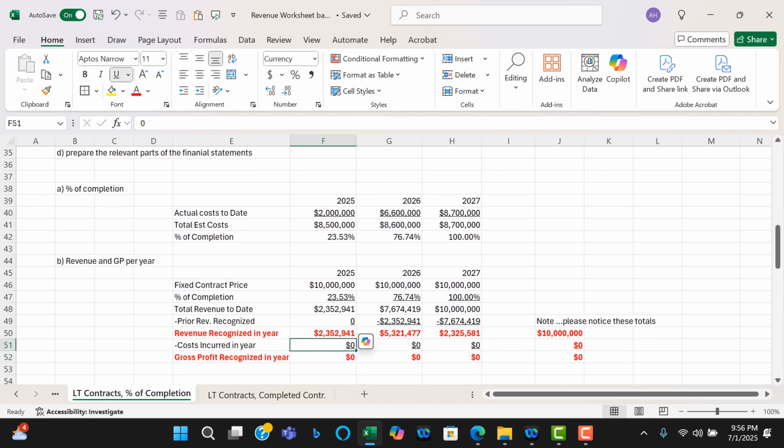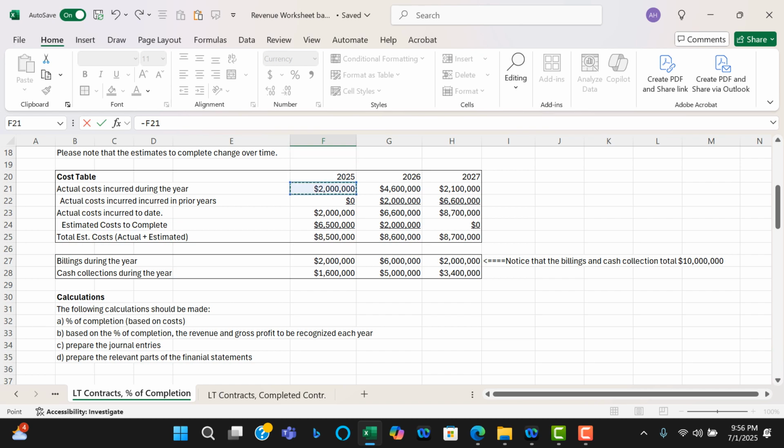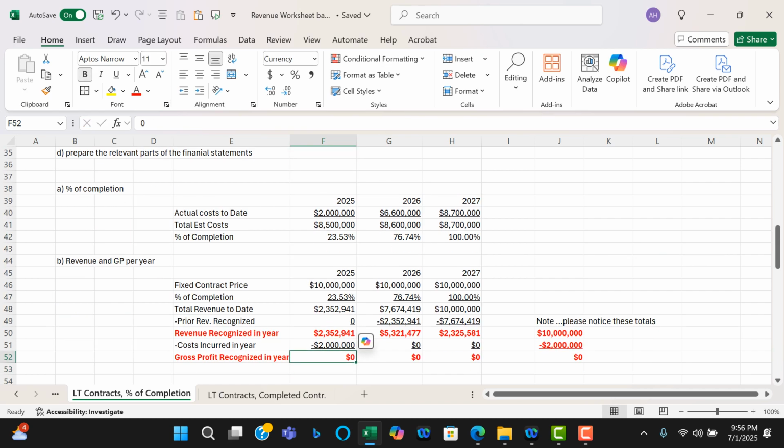So in the first year, based on an estimate of 23.53% complete, we're going to have revenue of $2,352,000 minus the $2 million in actual cost that we incurred during the year. So the gross profit we've got to recognize during the year is 2,352 plus a negative $2 million. So we're going to recognize $352,941 in profit in that year.